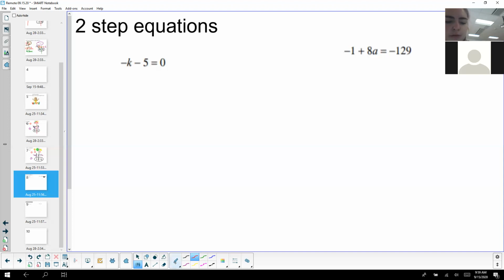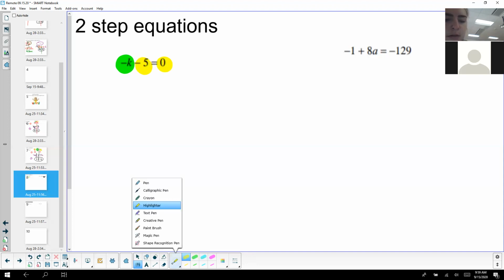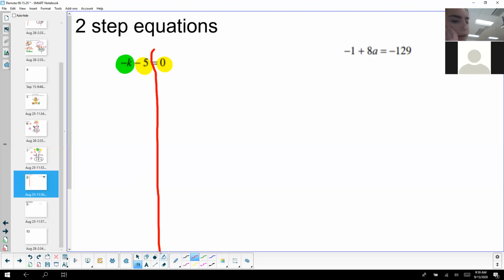All right, let's go over this one. So I've got negative k minus 5 equals 0. So I highlighted my constants. My constants are the terms that don't have the variable, and my variable term is highlighted in green. So the first thing I want to do is I want to get all of my yellows to the right side. So I want to save my constant term for last.